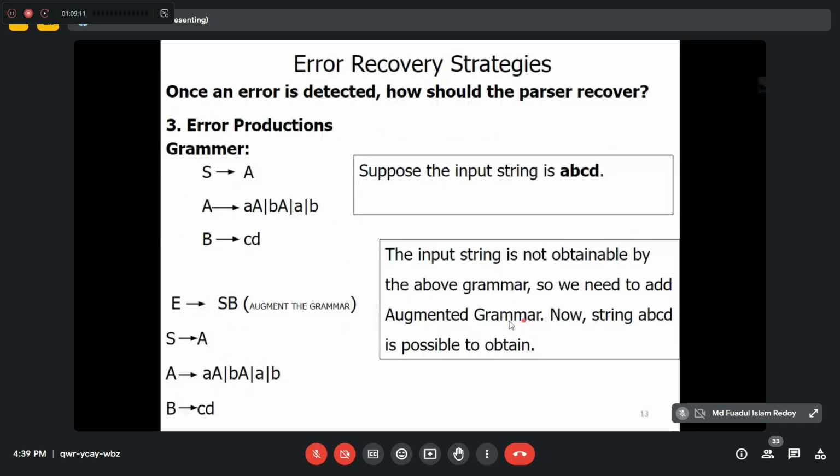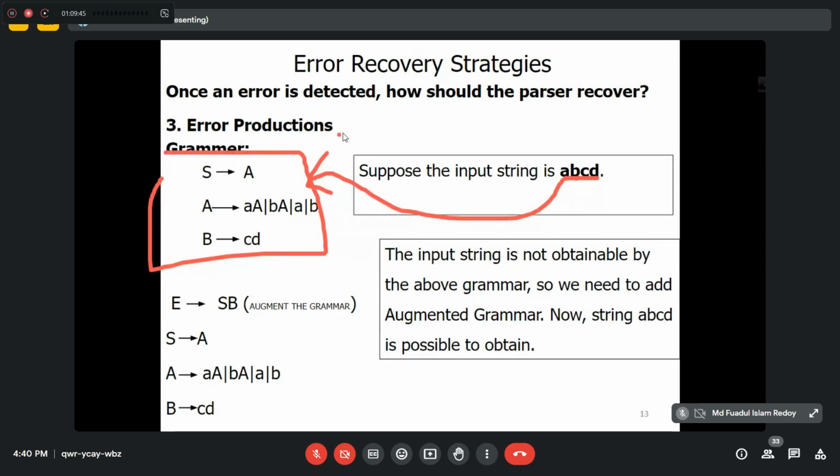And here there is a grammar, and this is the input ABCD, and it is not possible to generate this input with the help of this grammar. The parse tree is not in the slide, but you need to draw the parse tree also. If you want to give the example of error production, that time you need to draw the parse tree, but the parse tree is not present in the slide. At the time of discussing this topic, I drew the parse tree. So you need to draw the parse tree also.